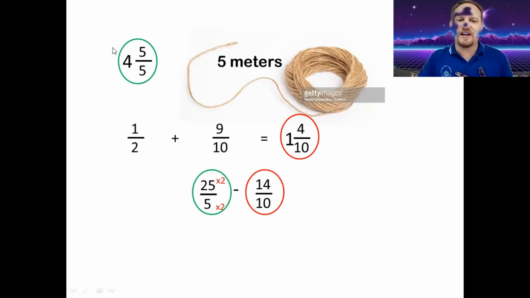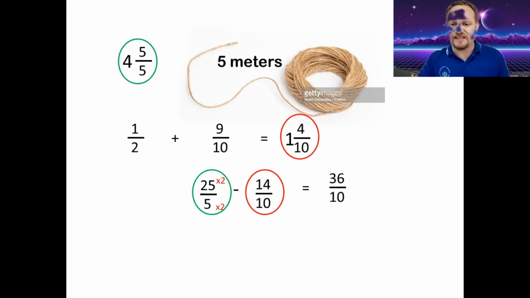Let's turn them both into improper fractions first. So 4 times 5 plus 5 is 25 over 5. And 1 times 10 plus 4 is 14 over 10. In the green circle, we need to get the correct denominator to make it into 10. 5 times 2 is 10. 25 times 2 is 50. Now we have 50 minus 14 gives us 36 over 10.